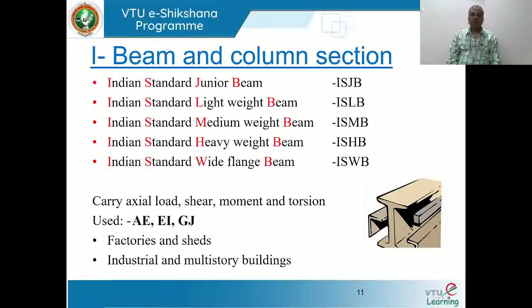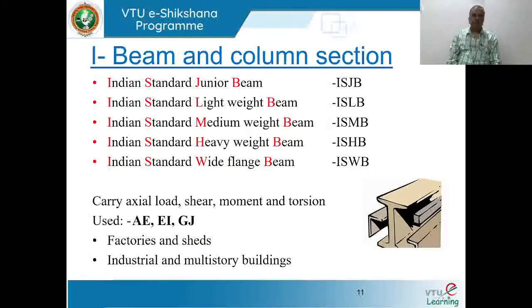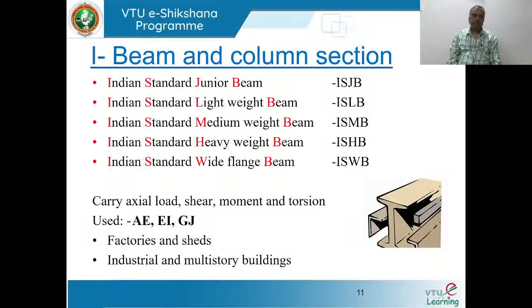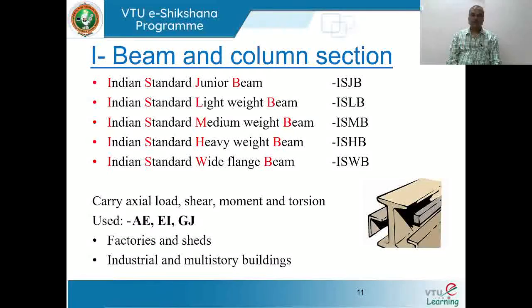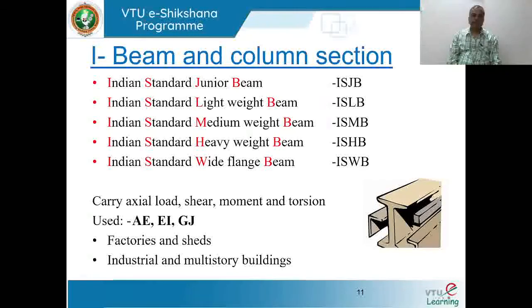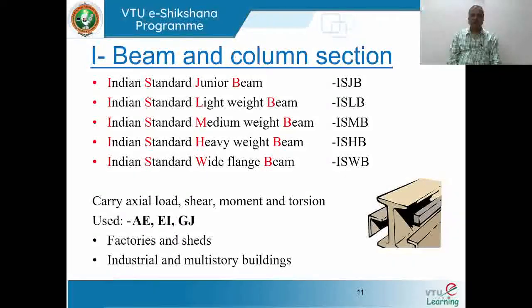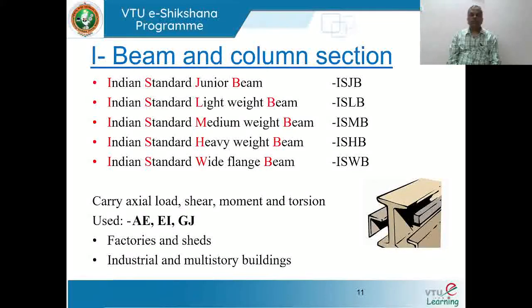When you select the section for moment, the bending moment, the factor to be considered is EI, the rigidity modulus. E is the Young's modulus, I is the moment of inertia. So this modulus with respect to the moment plays a very important role. The second one is the modulus with respect to torsion. Torsional rigidity, many a times we call it as GJ, where G is the shear modulus, J is the polar moment of inertia of the cross section.